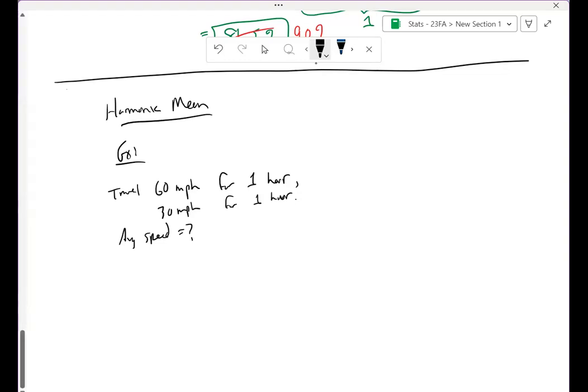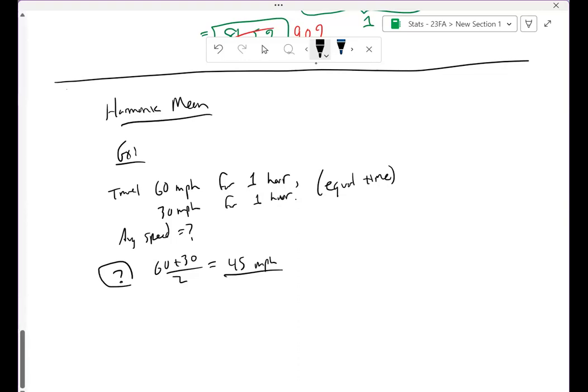Note that I traveled for equal time in this case. So equal time. Well, I could compute average speed in two different ways. Maybe I do, I'm not sure if this will work, but let's see if it does. Maybe I do 60 plus 30 over 2 is 45 miles per hour.